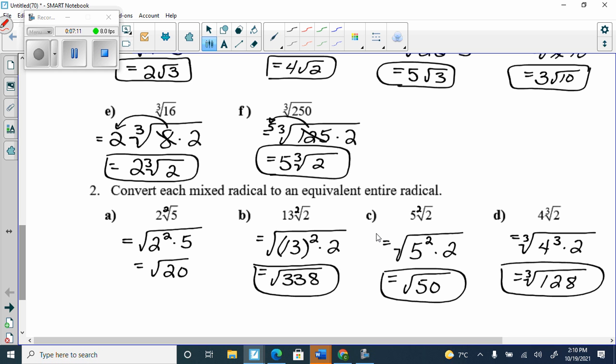Now should we be able to check them? Should we be able to go 4 cube root 2, get a decimal, and then the cube root of 128 and get a decimal? They should match, should they not? They're just different forms of the same thing. And we're going to flip over.